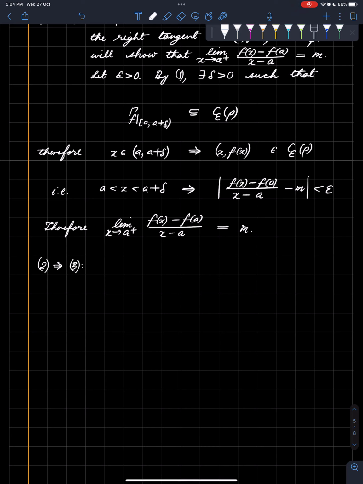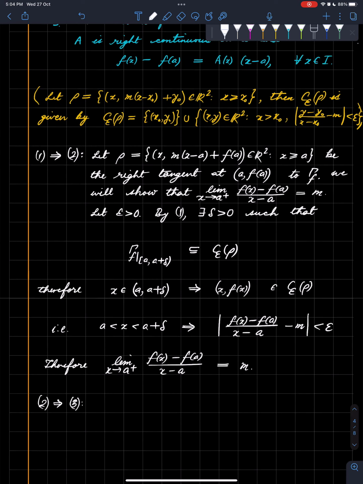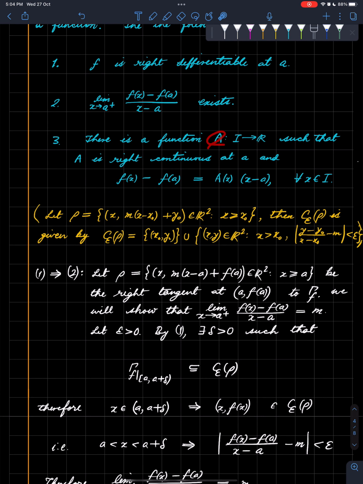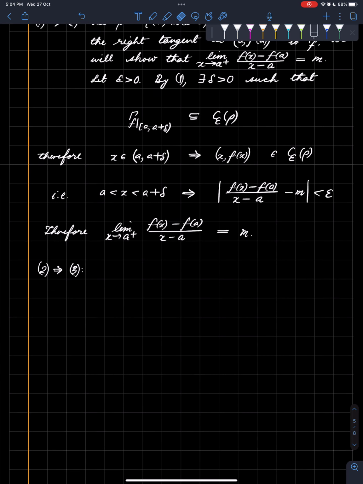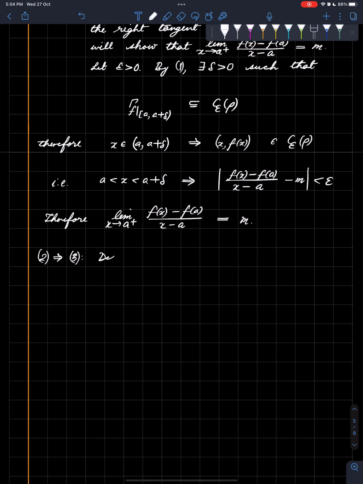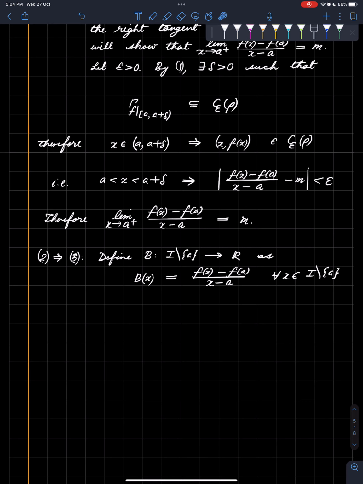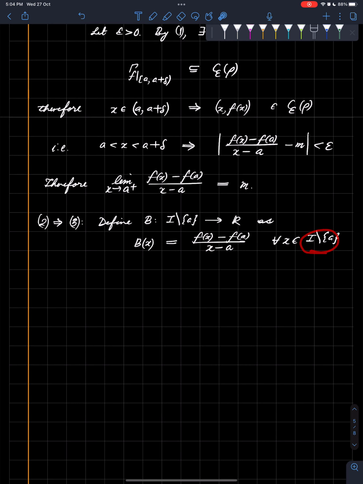Now, 2 implies 3. So we'll just construct this function A that we need to construct. This one, we'll just construct it, and there's an obvious choice for it. So define B from this set to R as B(x) equals this ratio. This makes sense because this denominator is not vanishing at any point here, so it makes sense.